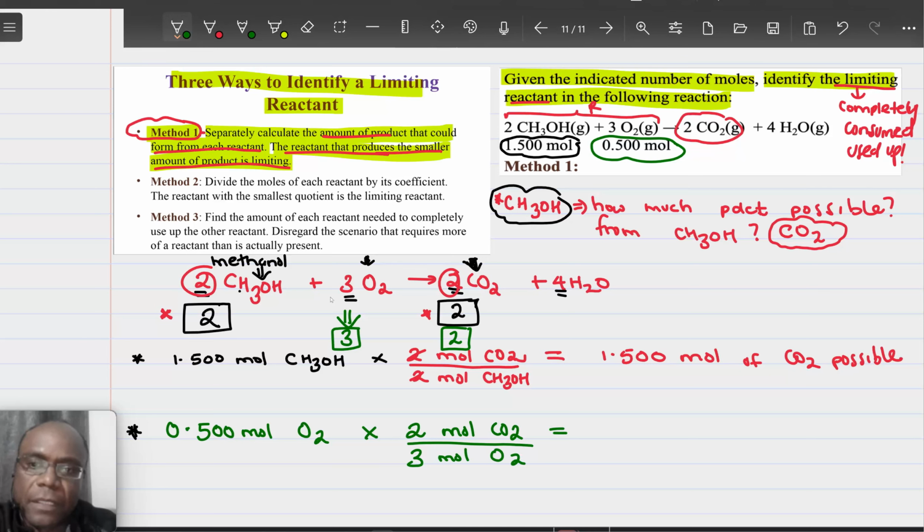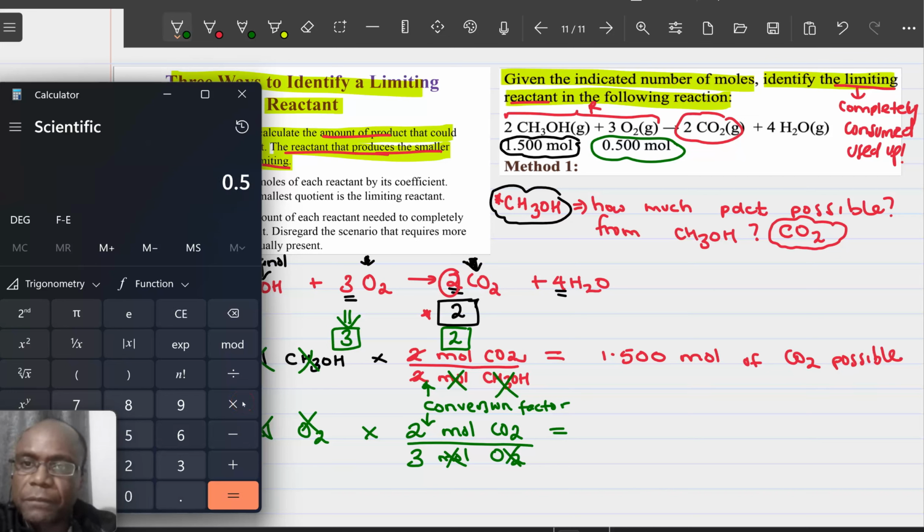Now if I do the calculations here, how much CO2 will I get? Remember, the moles of oxygen will cancel, just like here the moles of methanol cancel, which is why we want to set these conversion factors in this way and not the inverse of them. You have to have the conversion factors set up correctly. Now let's do the math and see what we get.